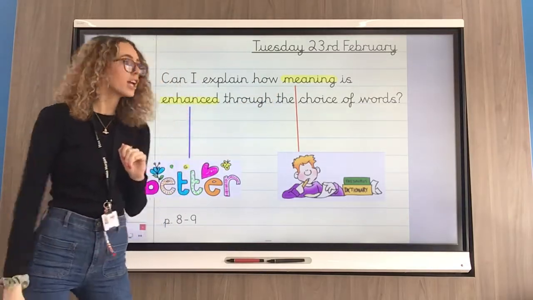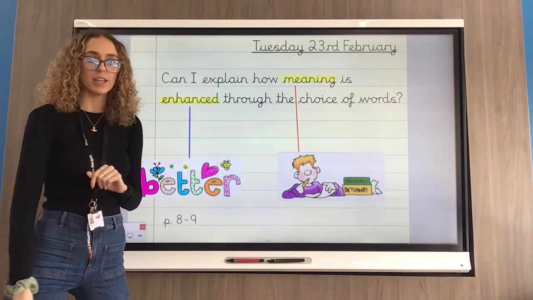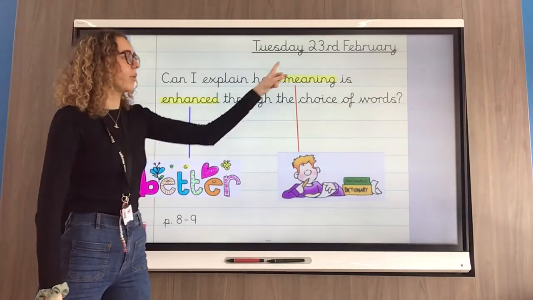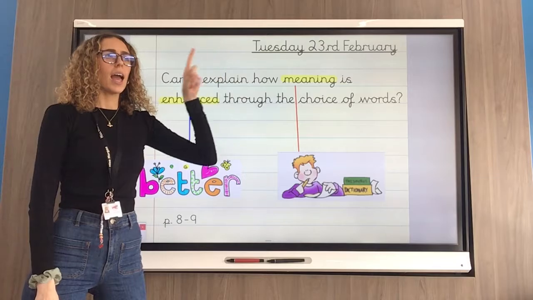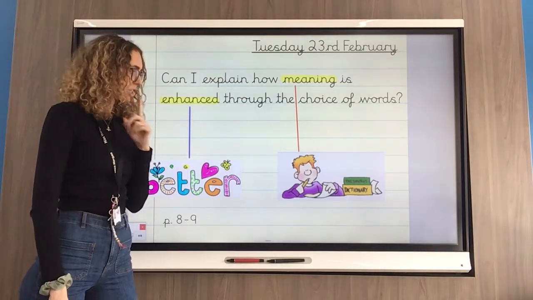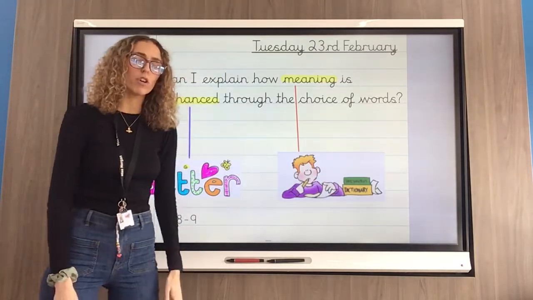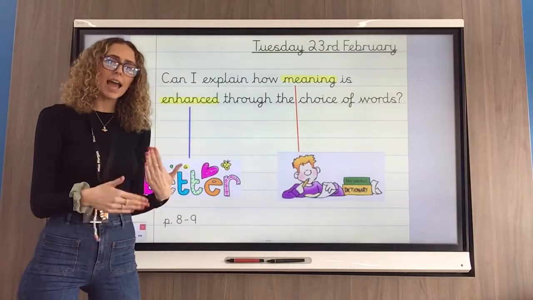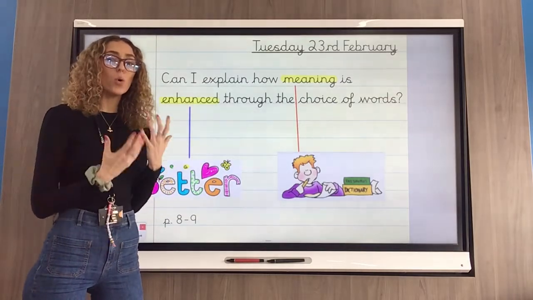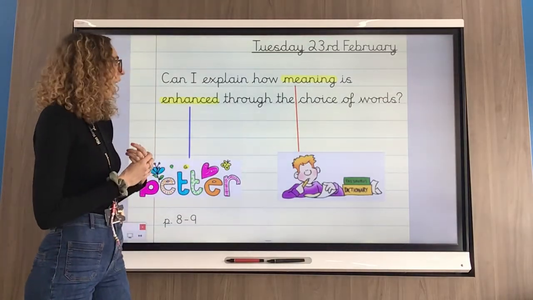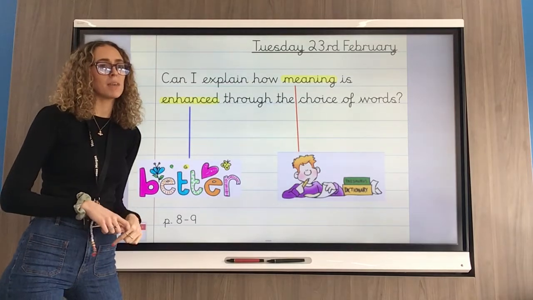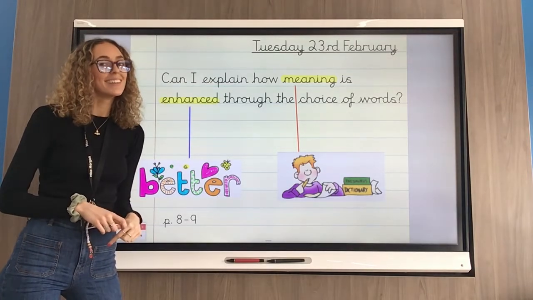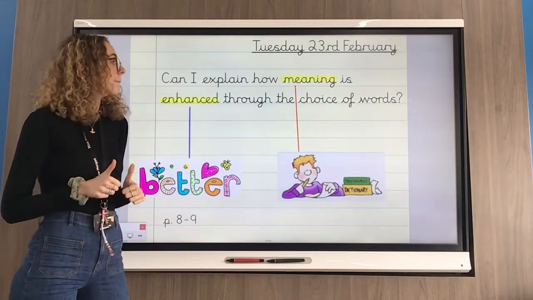This is a fancy word, isn't it? So we know that meaning is what a word means. So we sometimes use a dictionary or a thesaurus and we find the meaning of a word. All words have a meaning. Enhanced, what does that mean? There's a big clue on the board. It means to make it better.